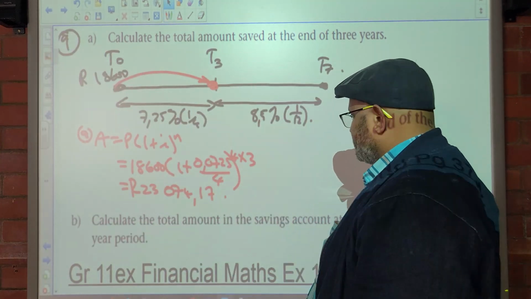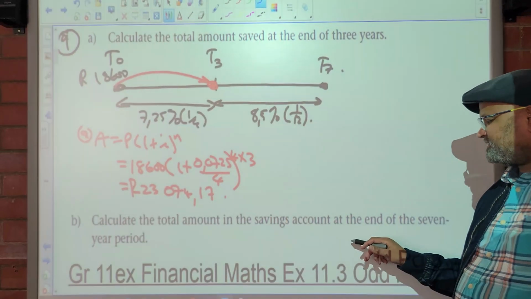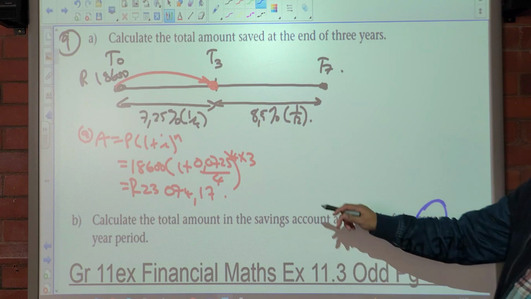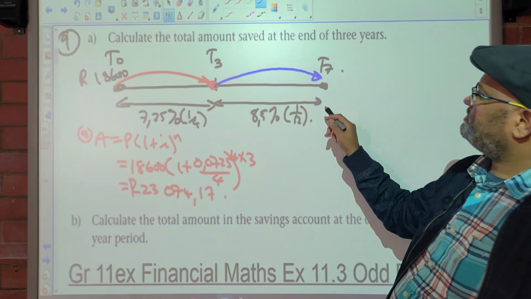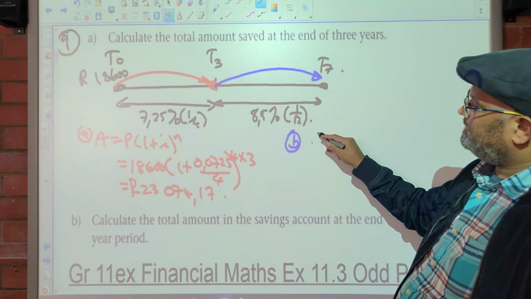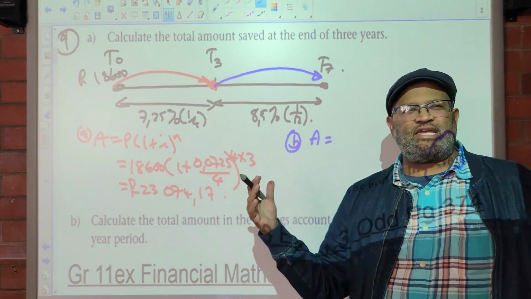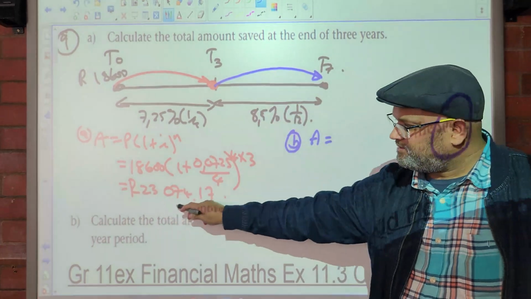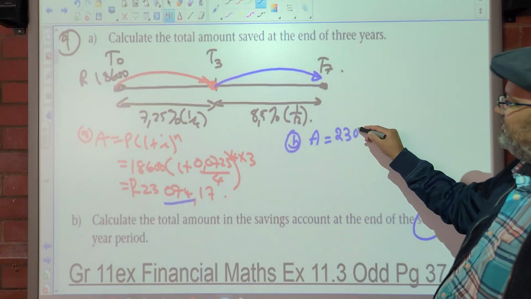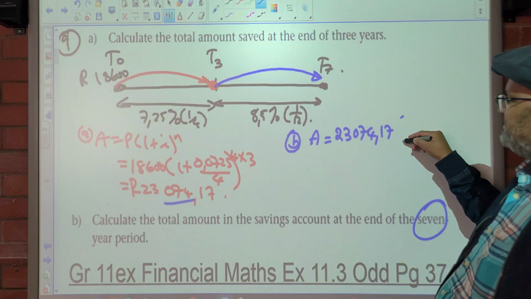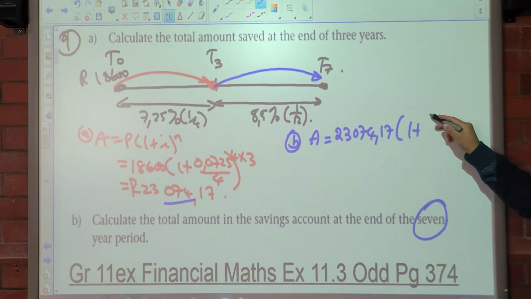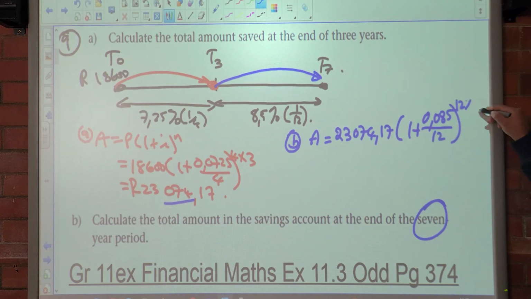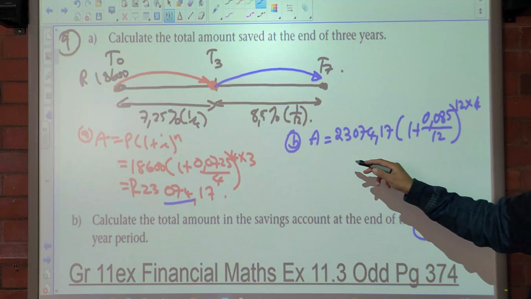The B part of the question says, calculate the total amount in the savings account at the end of the 7-year period. So in other words, I must take it now all the way here. So the B part of the question, A is equal to P. Now I don't need to write the formula down again because I've written it. What's your P value now? 23,074 rand and 17 cents into 1 plus i, 0.085 over 12 to the exponent 12 times 4. As you can see, it's for 4 years.